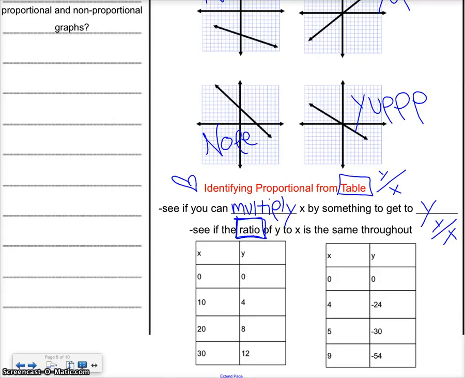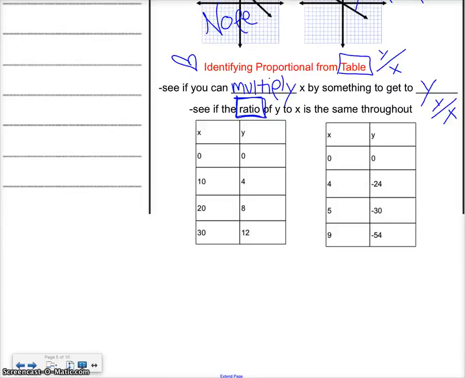Okay, so let's analyze this first table. I want to know, is this directly proportional or not? So I want to know, can I multiply x by something to get to y? Can I multiply 10 by something to get to 4? No. Okay, so my brain says no, but I'm not going to trust. There's another thing I can check.